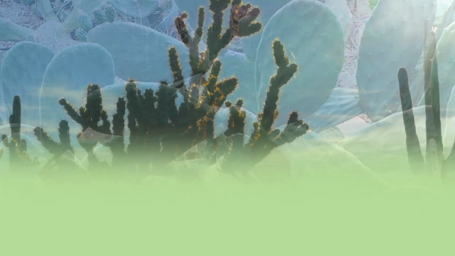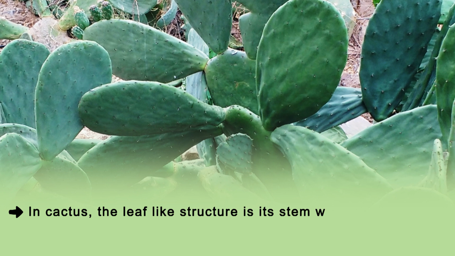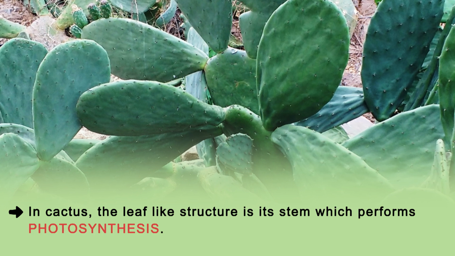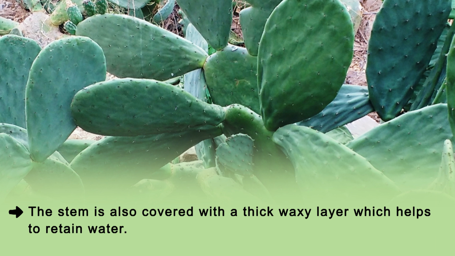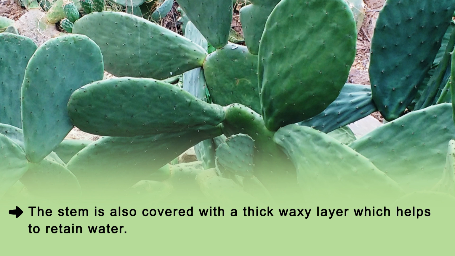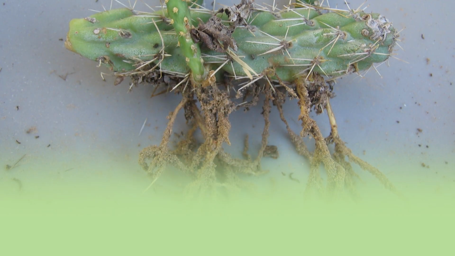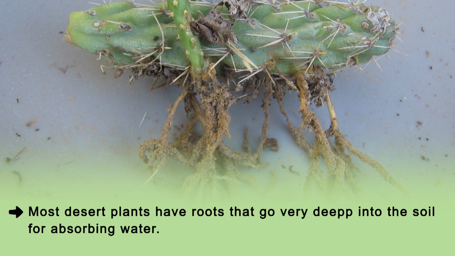In cactus, the leaf-like structures that we see are actually its stem. They perform photosynthesis for the plants. The stem is also covered with a thick waxy layer which helps to retain water. Most desert plants have roots that go very deep into the soil for absorbing water.